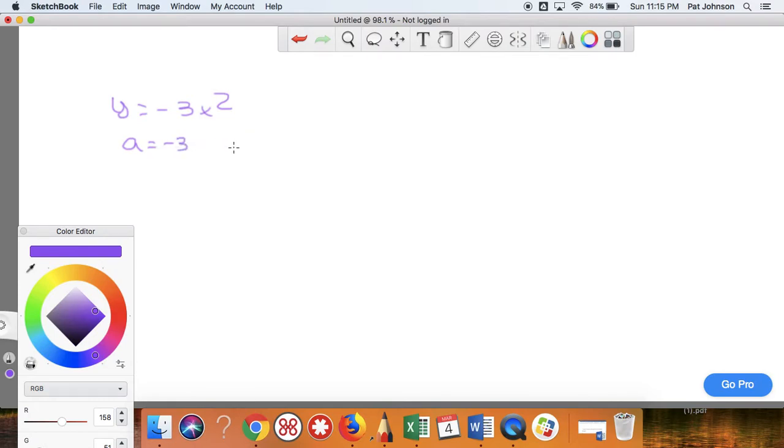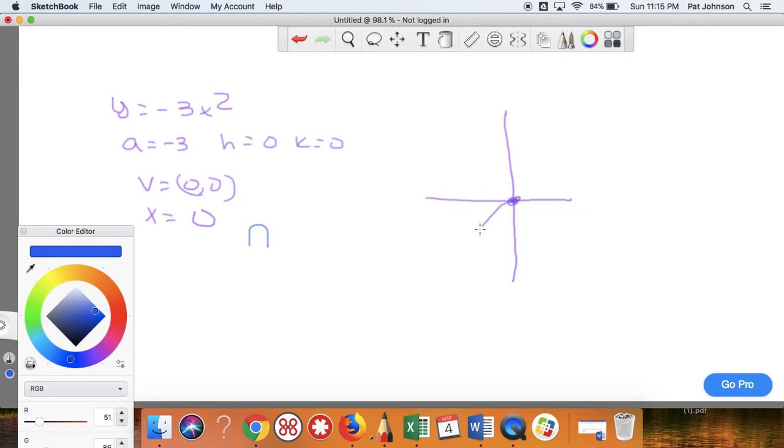Just like in inverse logs and all reciprocal functions, we identify A, and we identify h as 0, and k is 0. So now we know my vertex is (0, 0). My axis of symmetry is x equal 0. So let's go ahead and graph. So we know it's (0, 0). We also know it opens down because a is negative. So there's my graph, and I just briefly graphed it.